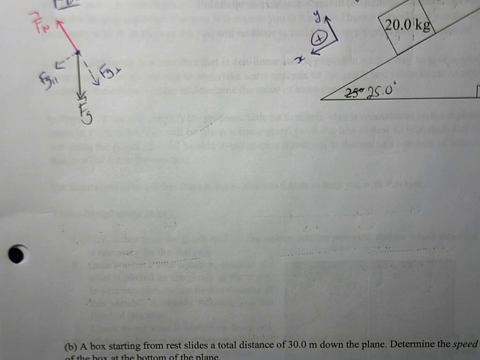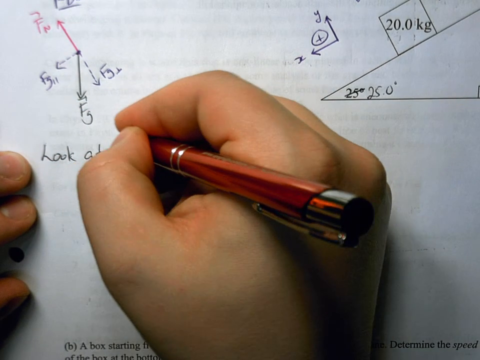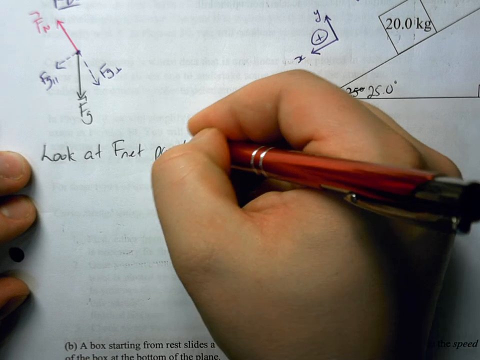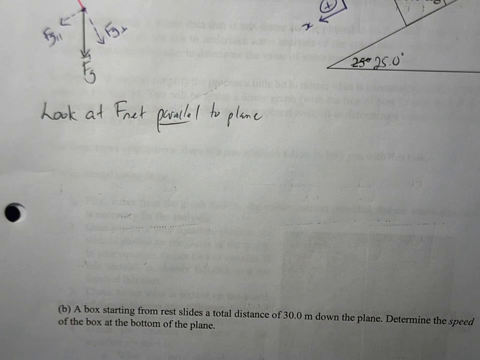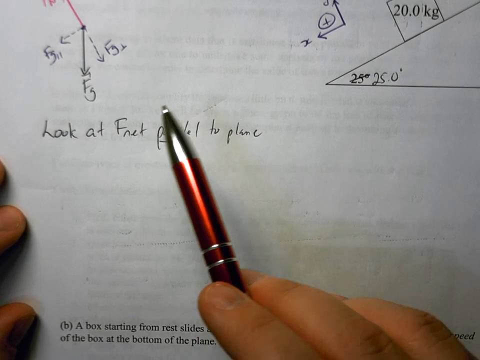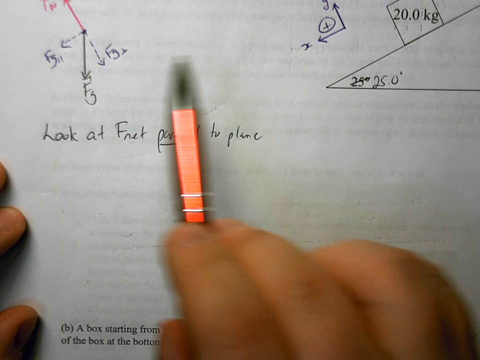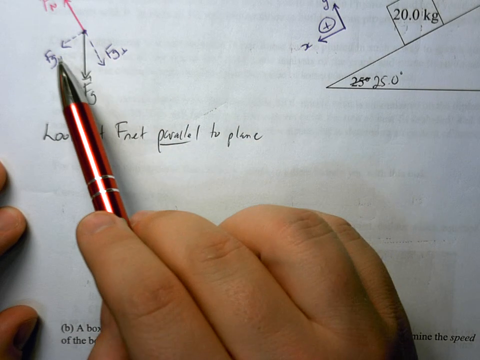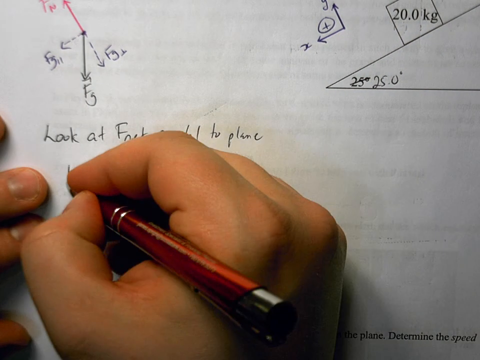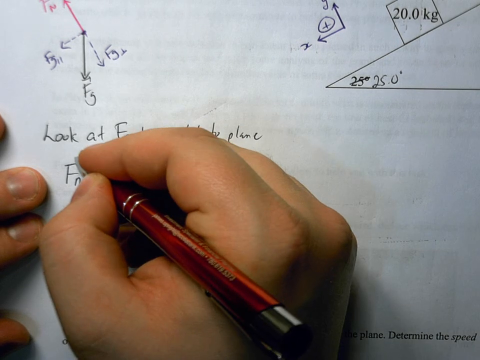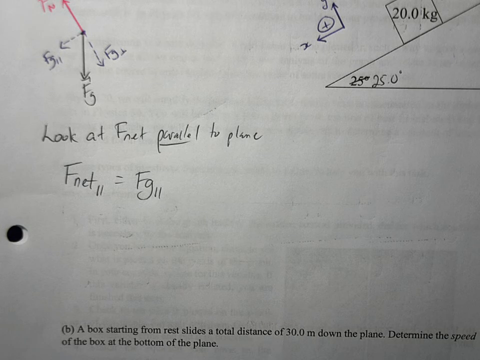The next thing to do is let's look at the net force. But we're only going to look at F net parallel to the plane, because what we're interested in is the acceleration parallel to the plane. So when I'm talking parallel to the plane, I'm only talking about looking at the forces that are literally parallel with the plane. And the only force that's going to be parallel to the plane is this FG parallel. So I can say that the net force parallel to this plane is going to be the parallel component of the force of gravity.